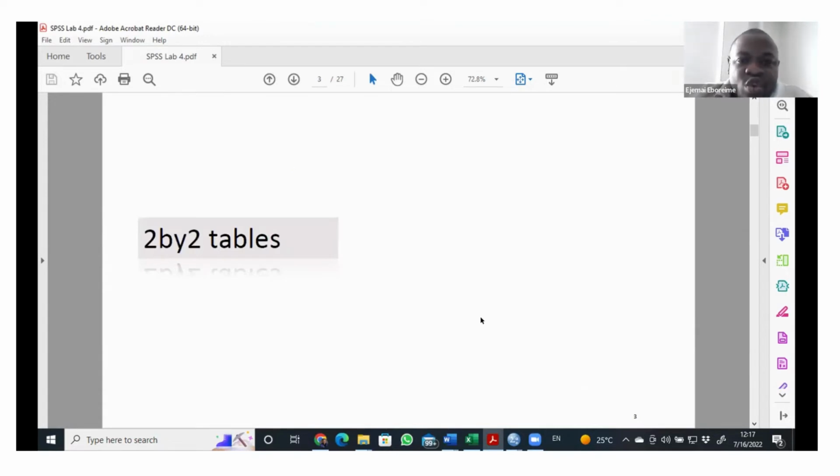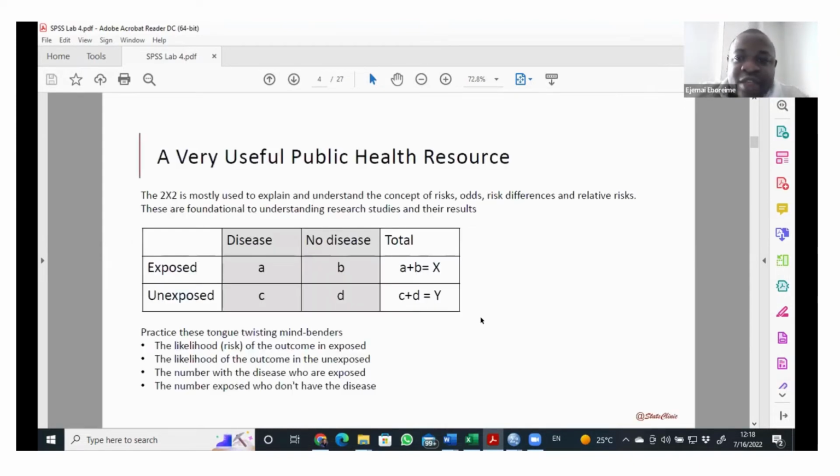Now, in looking at categorical variables, one important table is the 2x2 table. It defines virtually everything, most things. So here's an example of the 2x2 table. It's used to explain and understand the concept of risk, odds, and basically associations. It can help you analyze various measures of attribution in epidemiology. This is a basic table, but it can be used to calculate several things depending on what your study design is.